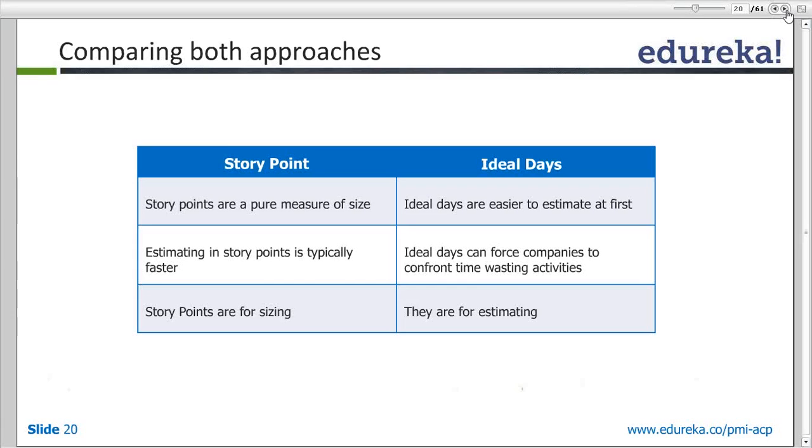Then ideal days are for estimation in number of the effort, while story point is the estimation of a size. Okay? Last point is a bit confusing. I mean, both are for estimation, but the story point is for estimation of the size, yes. Whereas ideal days is the estimation of hours, time.